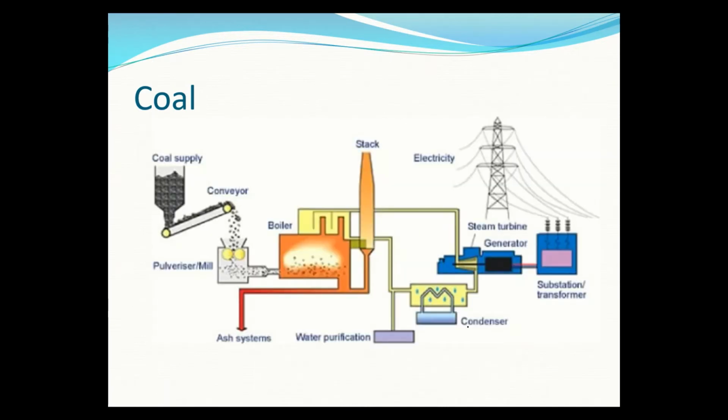Okay, so this is how a coal power plant works. This is the coal supply. It goes in here, they crush it up, and then it goes into the boiler. When they put it in the boiler, they heat it up and it starts to burn. So you have a fire here that's powered by the coal.